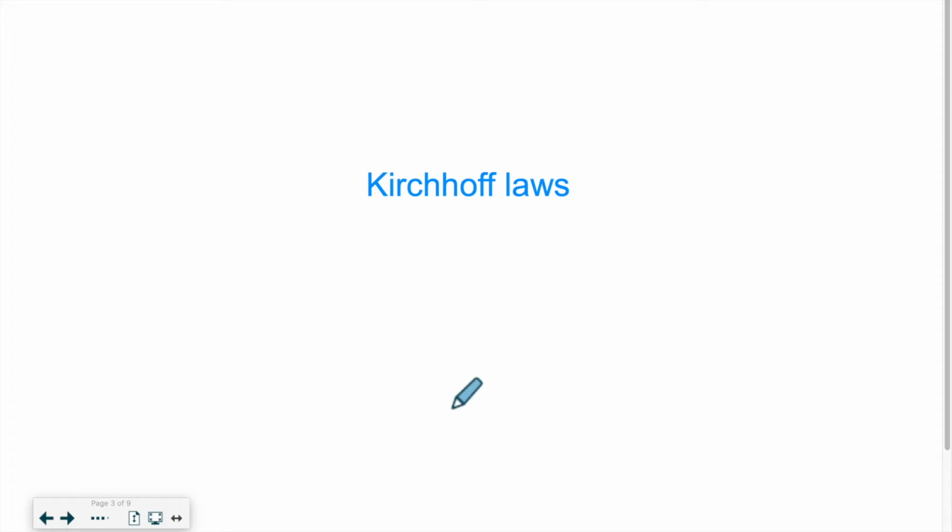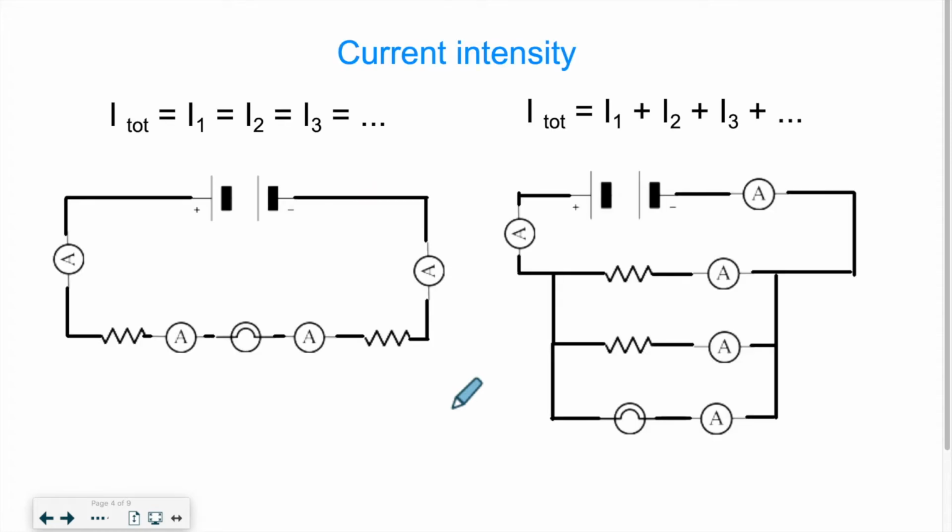So Mr. Kirchhoff was a German physicist, and he was able to establish the relationship between partial current and the total current that comes out of a power source, as well as partial voltages relative to the total voltage that comes out of a power source. So let's take a look at current intensity first.